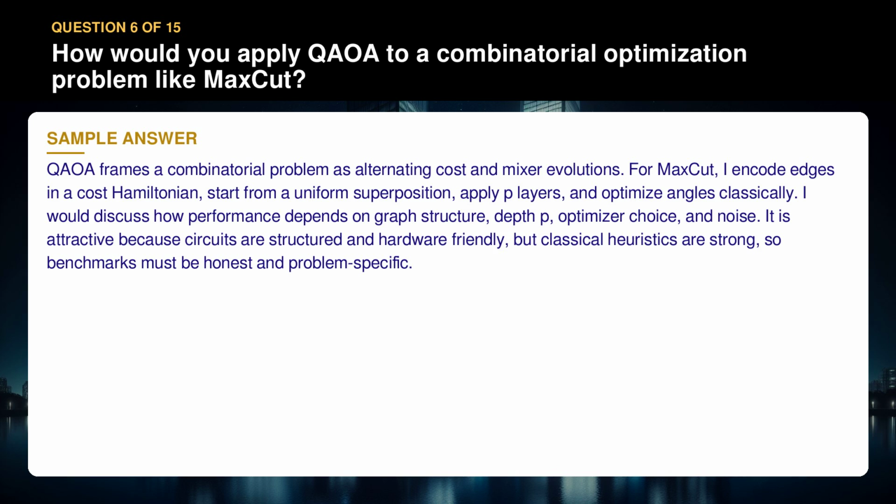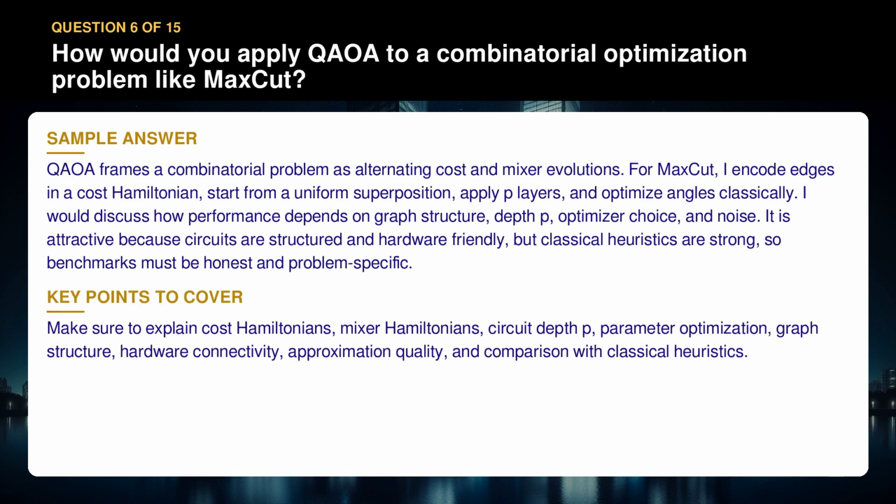Make sure to explain cost Hamiltonians, mixer Hamiltonians, circuit depth p, parameter optimization, graph structure, hardware connectivity, approximation quality, and comparison with classical heuristics.